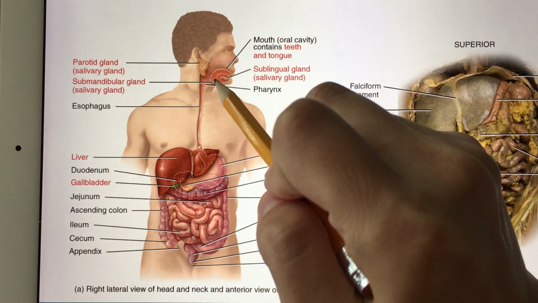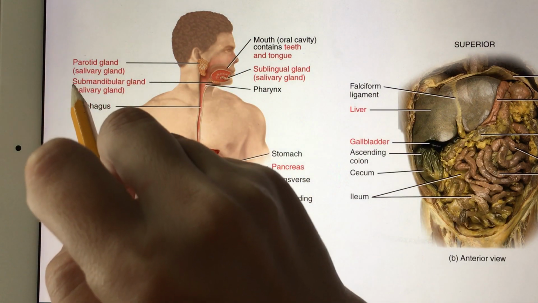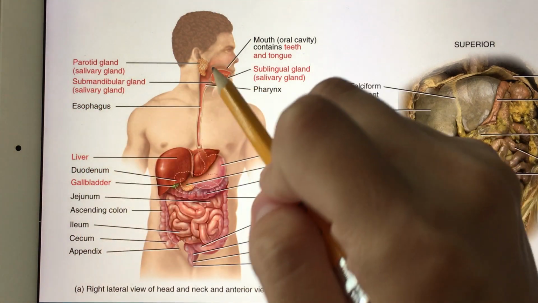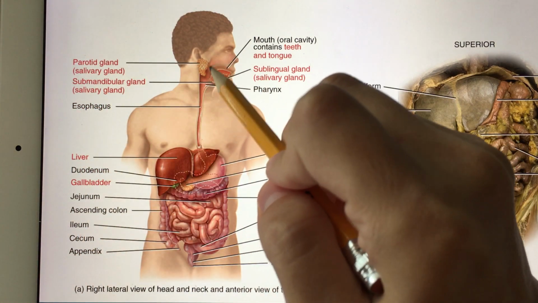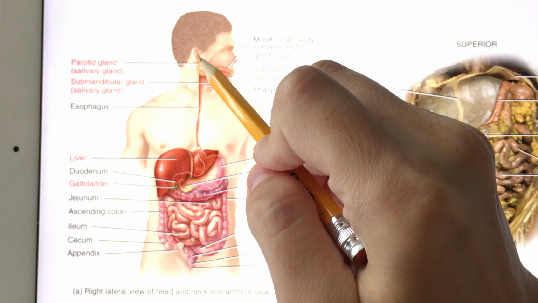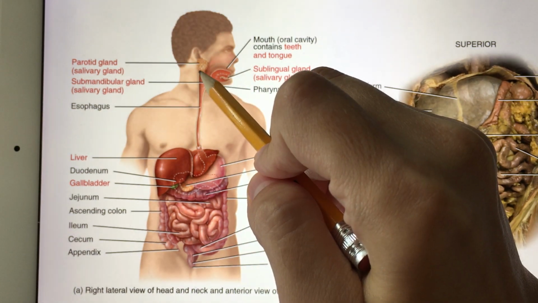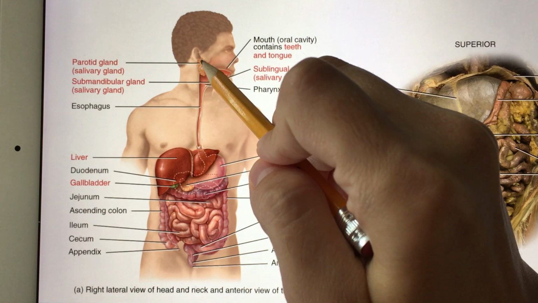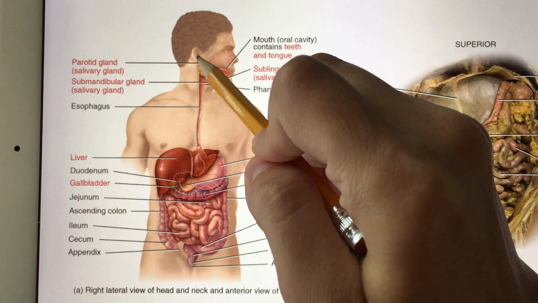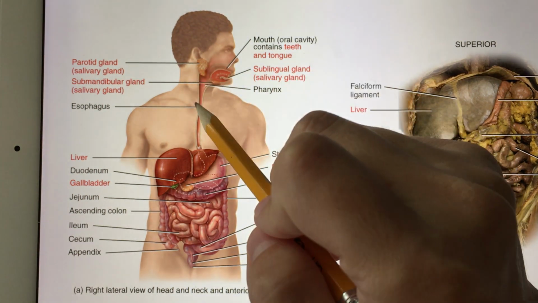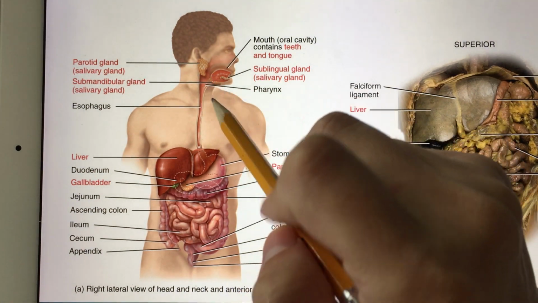Behind the tongue, under the tongue, submandibular glands, the second set of salivary glands, and also in the cheeks, so just to the front and inferior to the ear, under the skin and muscle of the cheeks, there are parotid salivary glands on the right side and the left side, of course.